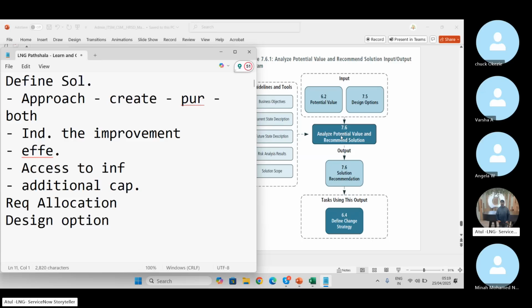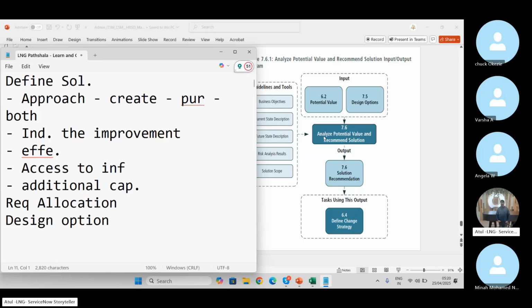Because when you remove the word potential, that means you're confirming that this value will be there, we are getting it. But this is not possible. The future is completely uncertain. So in this step, we are analyzing the potential value of the different requirements and finalizing the solution, that this is the best solution we should go ahead with. Because after this step, the next phase is solution evaluation. Here we're not finalizing, we're recommending it. Finalizing will be done in the next phase.